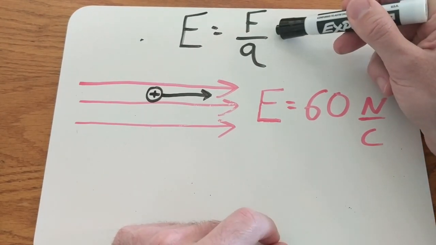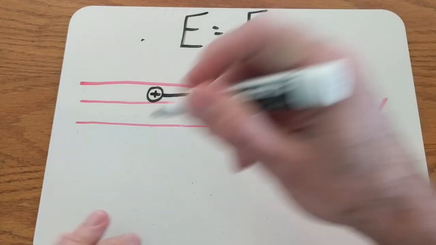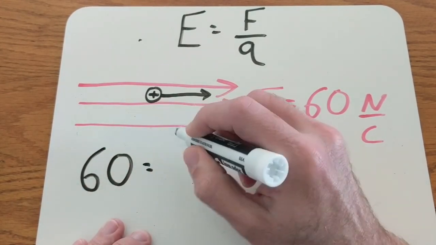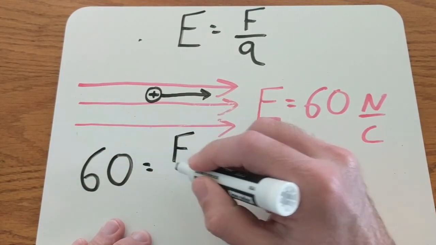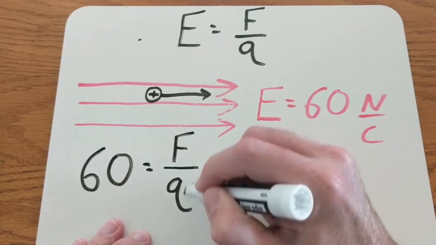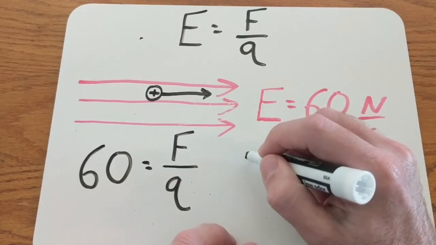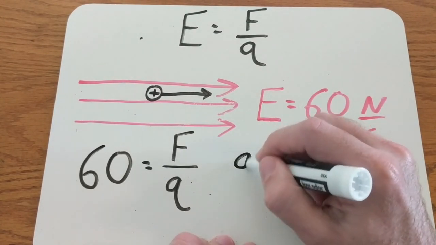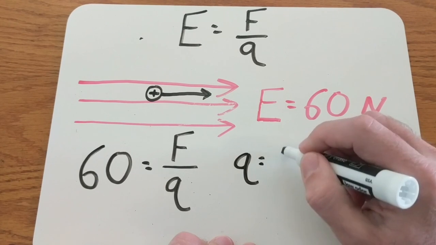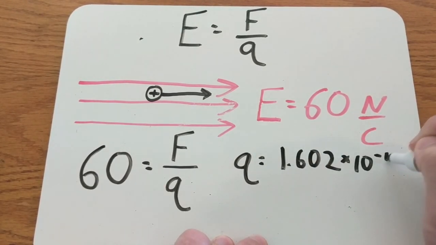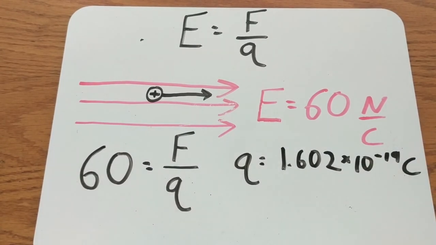Well, there is our equation. We know E is 60. We're trying to figure out the force, and we have little q, which is a proton in here. Now, what is the charge of a proton? We haven't gone over that yet. The charge of a proton, q of a proton, is 1.602 times 10 to the negative 19 coulombs. It's a very, very small amount of charge. It's the smallest charge you can get.